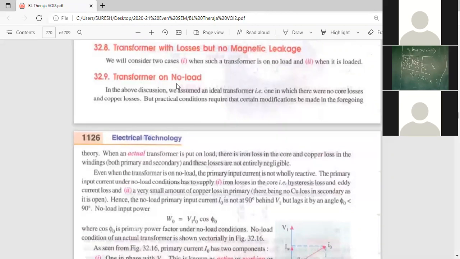Therefore, iron loss is defined as W1 is equal to V1 I naught cos phi naught. What is cos phi naught? It is the no load power factor. Write down: cos phi naught is equal to no load power factor, and phi naught is the angle in between V1 and I naught. Note down.